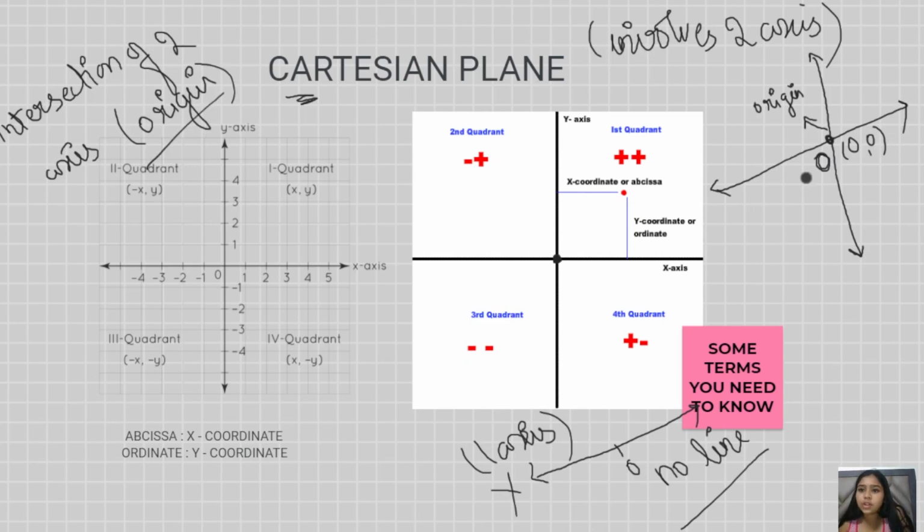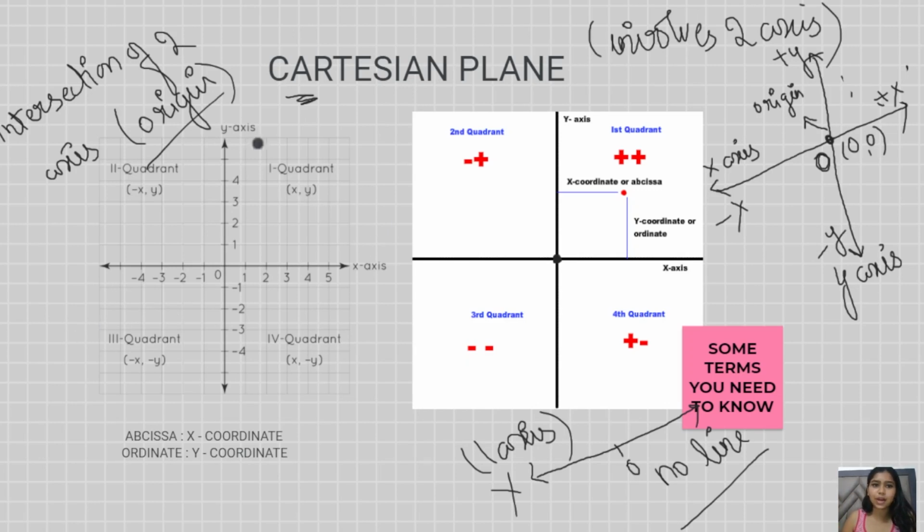Now this horizontal line, as you can see here, is known as the x-axis, and this vertical line is known as the y-axis. This is the positive side of the x-axis, this is the negative side of the x-axis, this is the positive side of the y-axis, and this is the negative side of the y-axis. These are the very basic things we have to learn about a Cartesian plane.